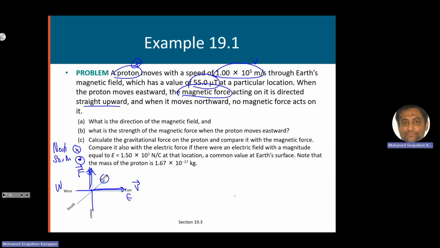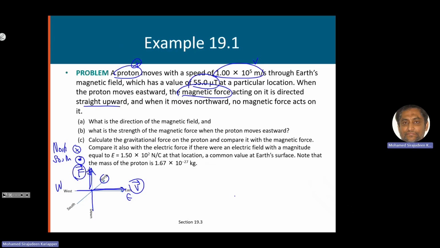So we know it has to be either north or south, right? Because magnetic force has to be perpendicular to velocity as well as the magnetic field. So now it's a reverse way of, we don't know what the magnetic field direction is, but we know it has to be perpendicular to the force. Force is upward. That means in a similar way, the magnetic field has to be perpendicular to both the force and the velocity. So it must be either north or south.